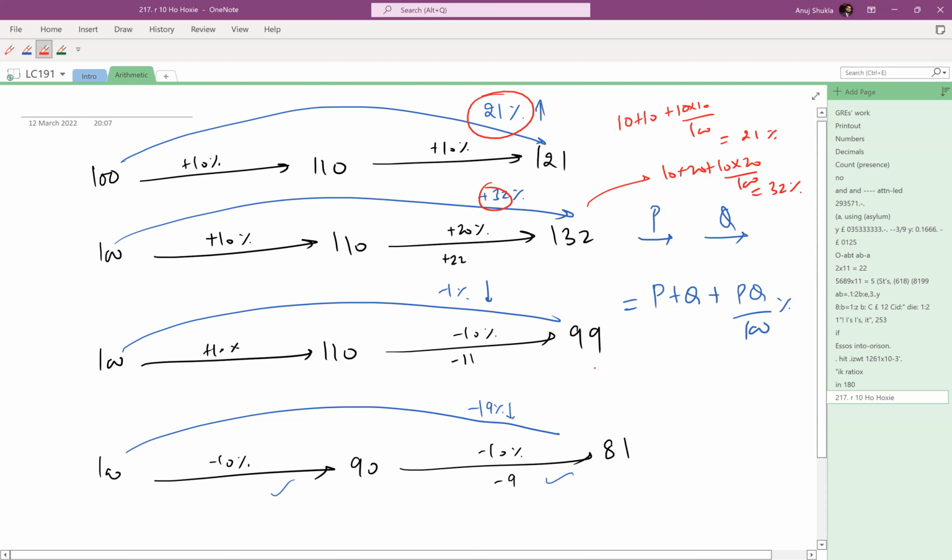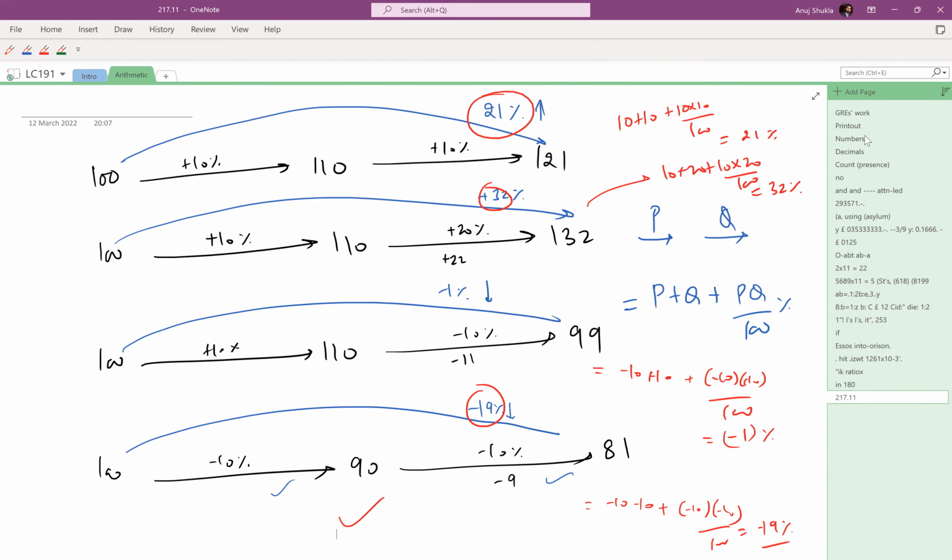Look here. Minus 10 plus 10 plus minus 10 into 10 by 100, how much? Minus 1%. Sorry, this is plus 10, right? So minus 1%. Here minus 10 plus minus 10 plus minus 10 into minus 10 by 100, so this is minus 19%. So either you follow the arrow method or the formula method, both give the same result.